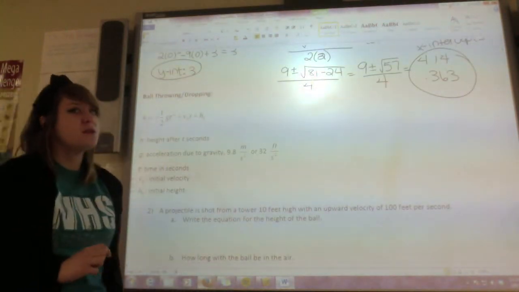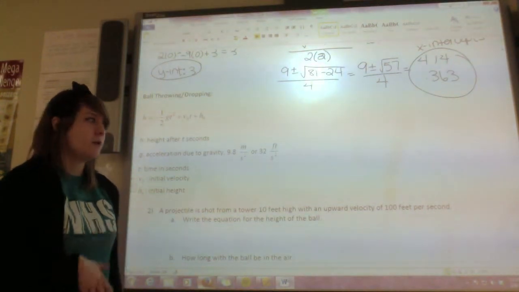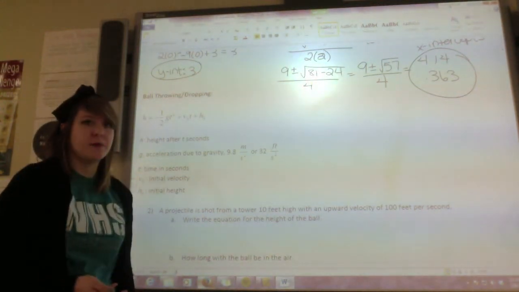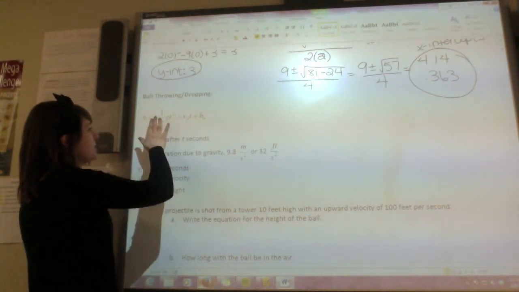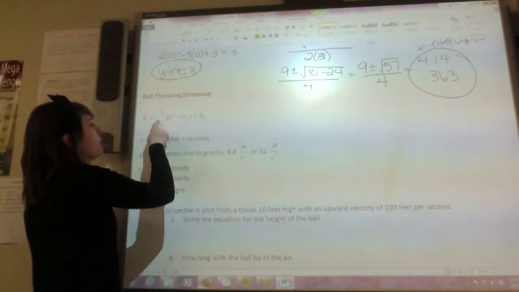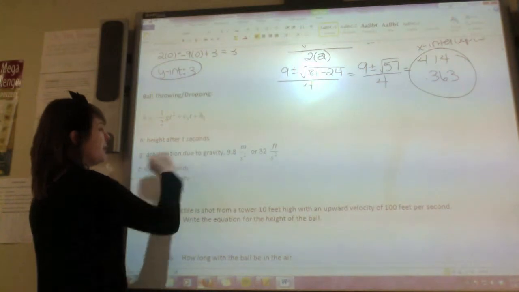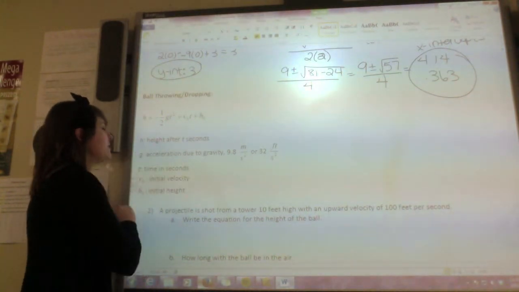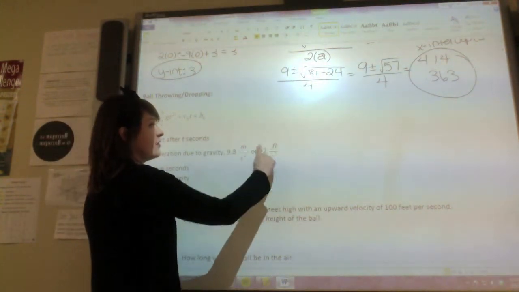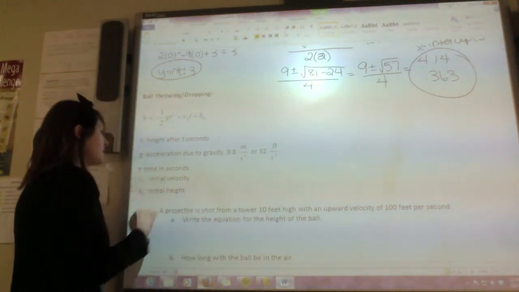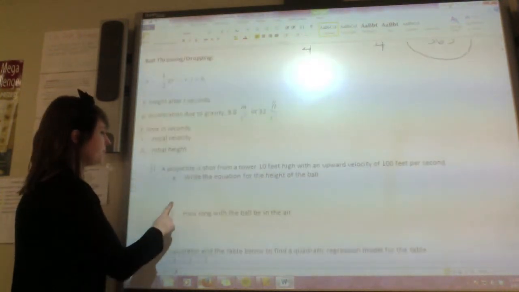Okay, we can also talk about throwing or dropping a ball. That's kind of one of our essential modeling problems when we're talking about quadratic equations. So the formula for this is always going to be the height equals negative 1/2 times g t squared plus v naught t plus h naught. And h is the height after t seconds, g is the acceleration due to gravity. If you're in meters, it's 9.8. If you're in feet, it's 32. T is our time in seconds, v naught is our initial velocity, and h naught is our initial height.